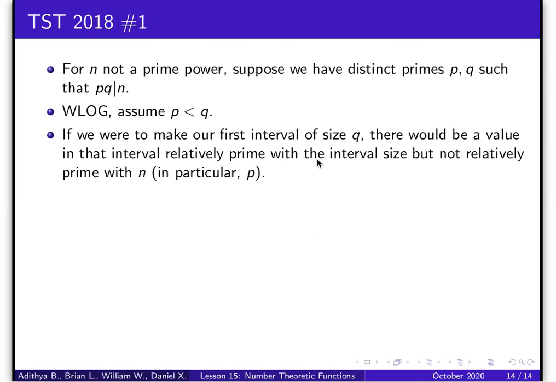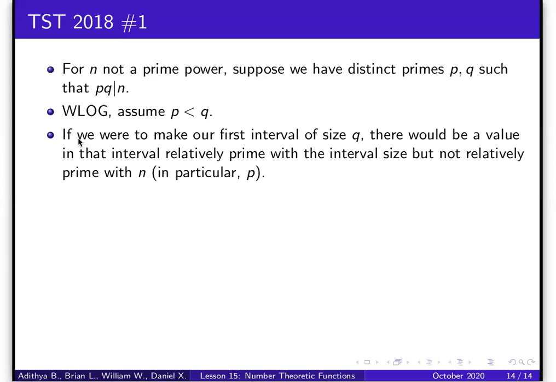But since p is less than q, this means that in this interval, there's actually a multiple of p. And this multiple of p is, of course, relatively prime with q. So in this interval, there's going to be phi of q numbers which are relatively prime to q, which is what we want. But there's at most phi of q minus 1 numbers relatively prime to n, since we have to subtract out the multiple of p. So this means that the inequality is not strict in this interval. And that's enough to show that the inequality is not strict in general.